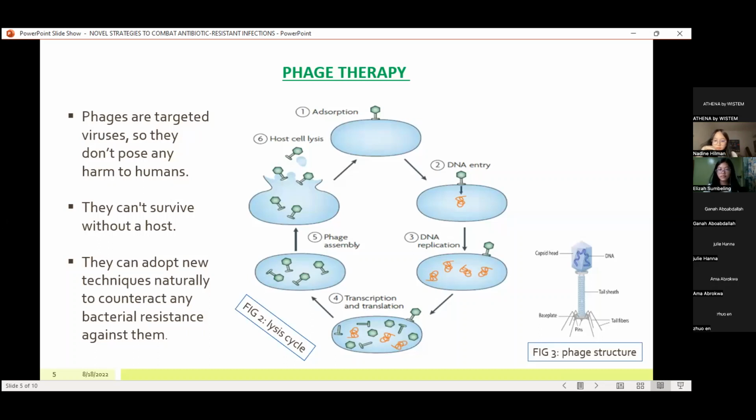And also a fun fact is that when bacteria want to develop a full resistance toward phage therapy, they will have to remove their resistance toward antibiotics. So it's a win-win situation for us.